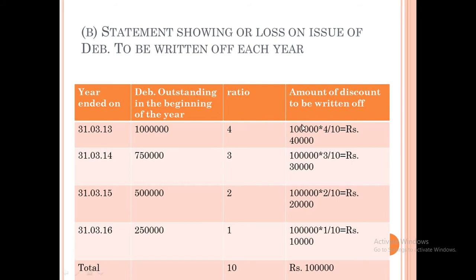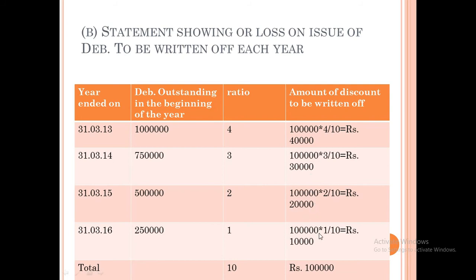Now the amount of discount to be written off each year हम कैसे निकालेंगे? ये है टोटल अमाउंट ऑफ डिस्काउंट 1 लाख था इनटू द रेशियो ऑफ दिस ईयर 4 डिवाइडेड बाय टोटल ऑफ रेशियोज. तो 4 डिवाइडेड बाय 10 इज रुपीज 40,000. In the next year again the total discount was 1 lakh into this year's ratio 3 divided by total of ratios, which is 10. So the amount is 30,000 and so on.